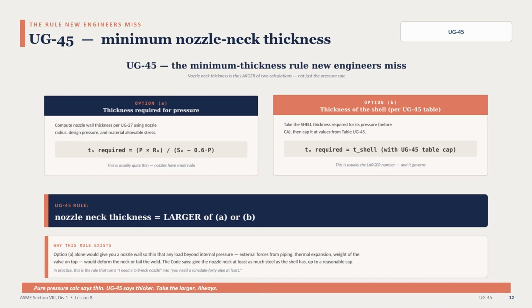So UG-45 protects you. It's the rule that turns "I need a 1/8 inch nozzle wall" into "you need a schedule pipe at least." Don't skip it. And in the practical world, this is why every commercial vessel software you will ever use runs the UG-45 check automatically. Because if you leave it out, you are building an under-designed nozzle.